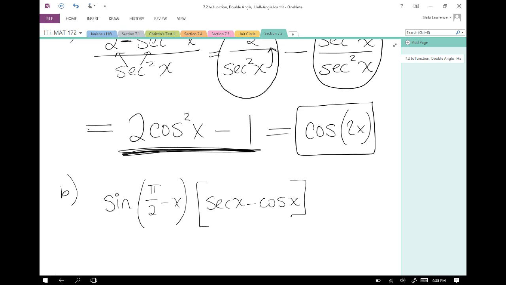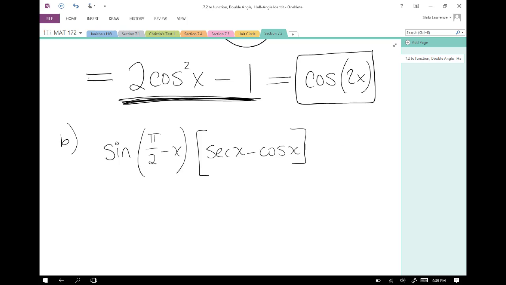First of all, I've got 3 different trig functions: sine, secant, and cosine. Unless we absolutely have to, we don't ever want to leave 3 different trig functions in our answer. We want to simplify this down into as few trig functions as possible. Now, there might be a case where we have to leave it as 3 different trig functions, and if we have to, then that's fine.